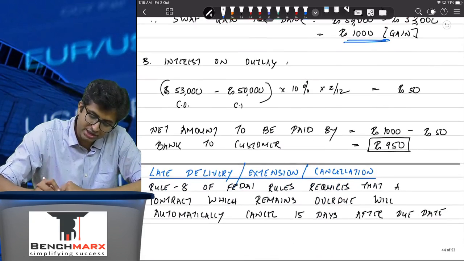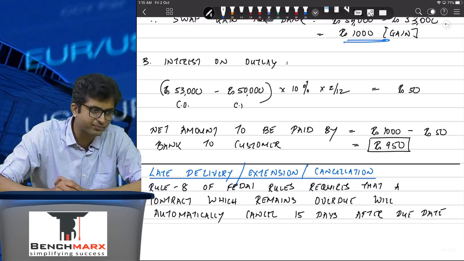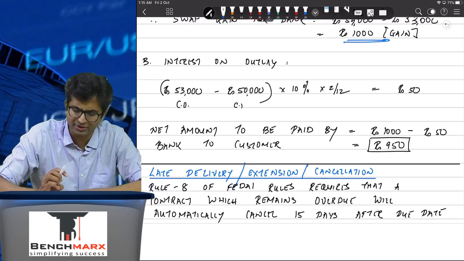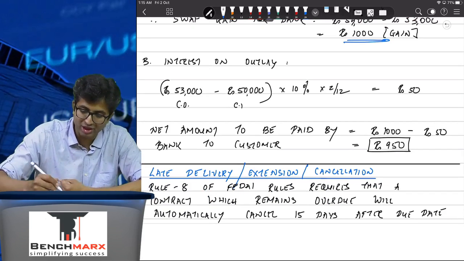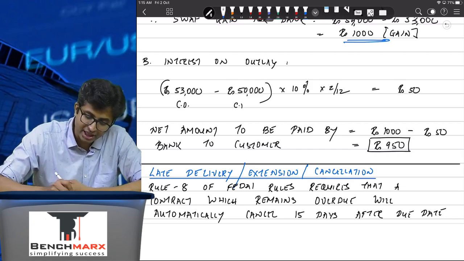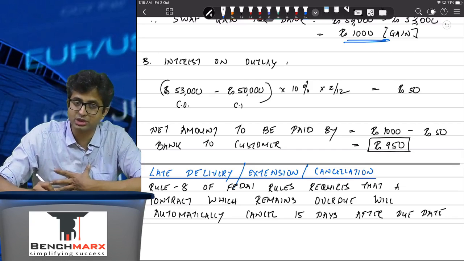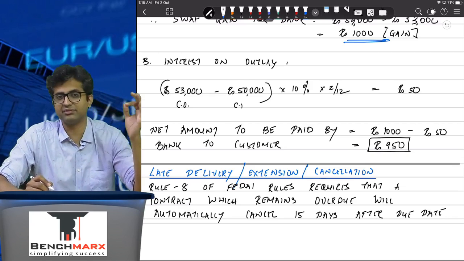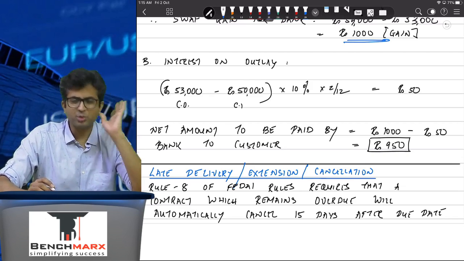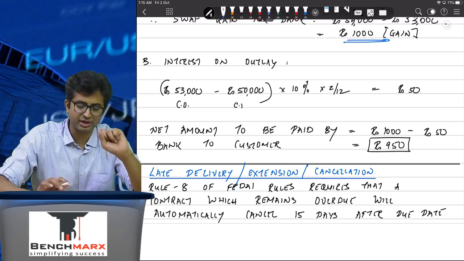So over here this is 53,000 minus 50,000 into 10% into 2 by 12, that is rupees 50. This is what you are paying more, and hence this is a cost, and hence the net amount to be paid by the customer: the gain is 1,000 for the customer, the banker is making the gain, and the cost is 50, and hence 950 is the net amount. I hope this is clarified, but this is a slightly tricky topic.